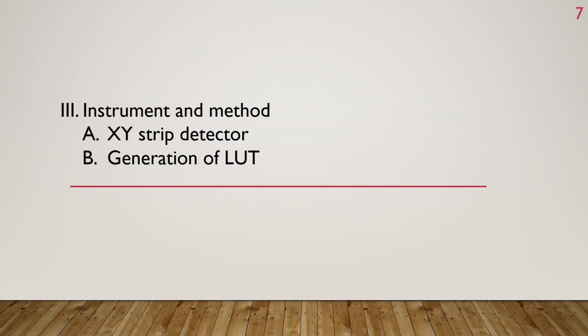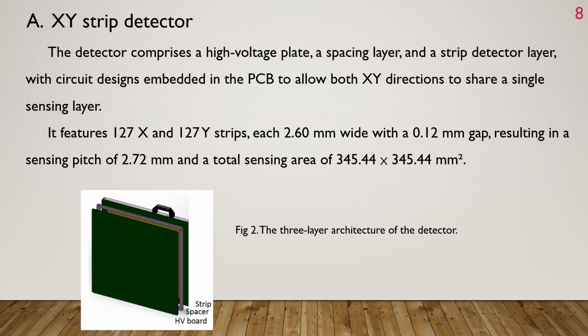Instrument and method. In this section, I will introduce the X-ray strip detector and the generation of the LUT. X-ray strip detector. The detector consists of three main layers: a high voltage plate, a spacing layer, and a strip detector layer. The circuit is embedded within the PCB, allowing both X and Y directions to share a single sensing layer. It features 127 strips in both the X and Y directions, with a sensing pitch of 2.72 mm and a total sensing area of 345 square millimeters.